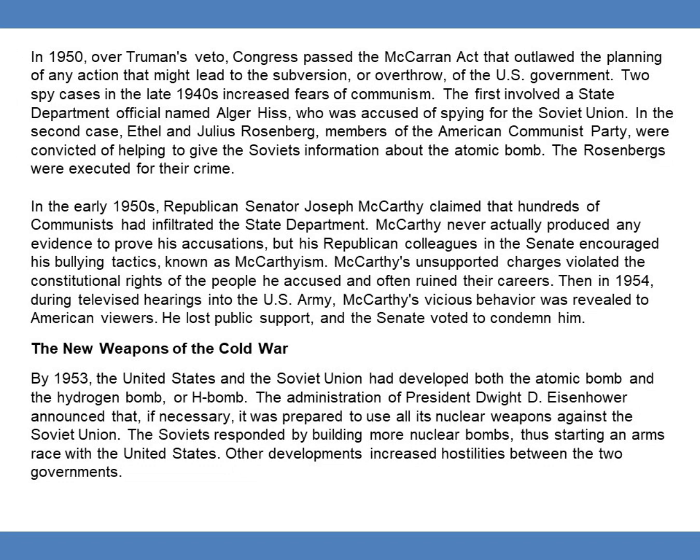The new weapons of the Cold War. By 1953, the United States and the Soviet Union had developed both the atomic bomb and the hydrogen bomb, or H-bomb. The administration of President Dwight D. Eisenhower announced that, if necessary, it was prepared to use all its nuclear weapons against the Soviet Union. The Soviets responded by building more nuclear bombs, thus starting an arms race with the United States. Other developments increased hostilities between the two governments.